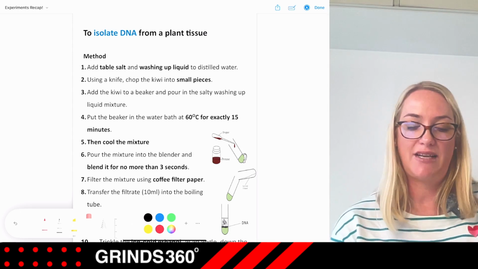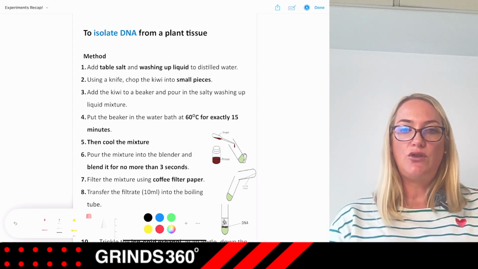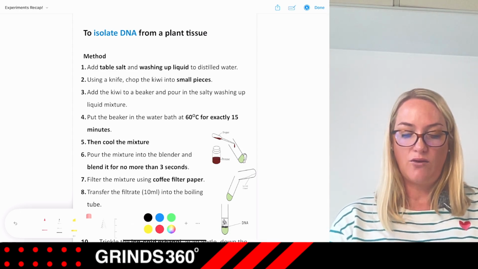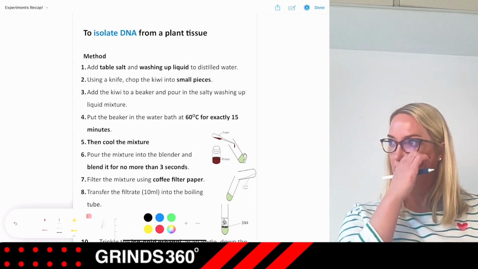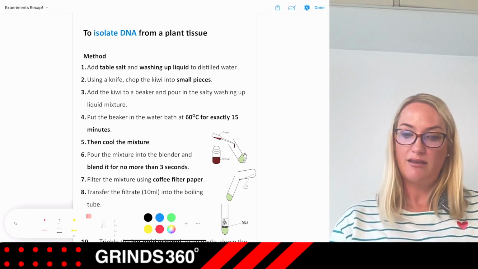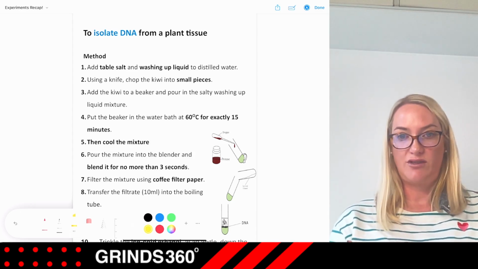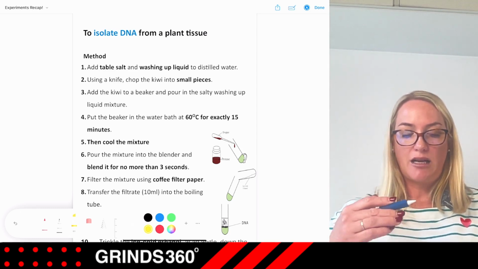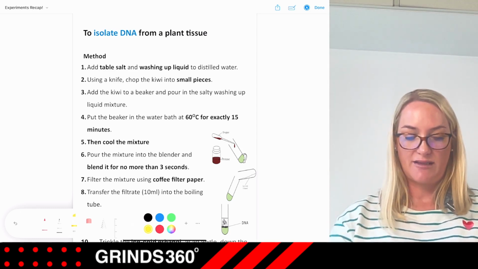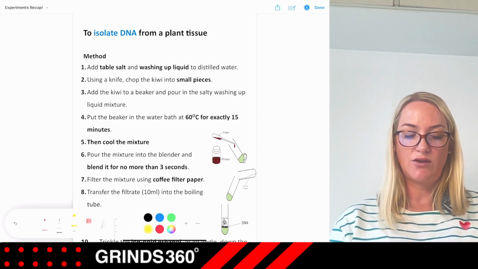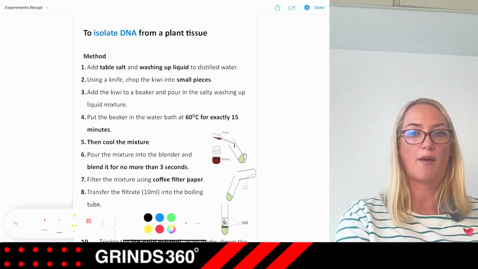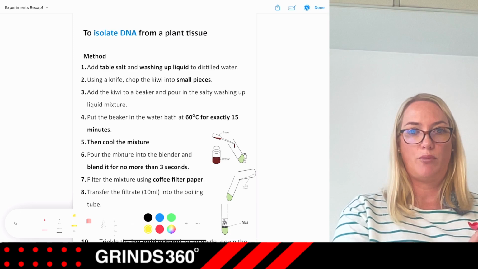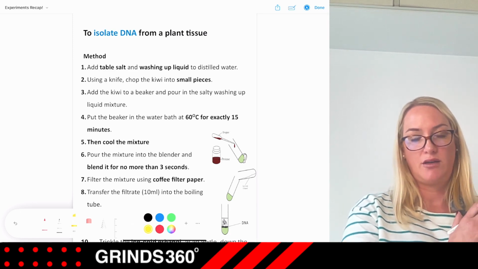So to isolate DNA from a plant, you could use a kiwi or you could use an onion. In school we use an onion. We don't use kiwis because a lot of students are allergic to kiwis. This year they were particular about giving the students the marks for this. So there were marks going for chopping, cutting up your kiwi or your onion.